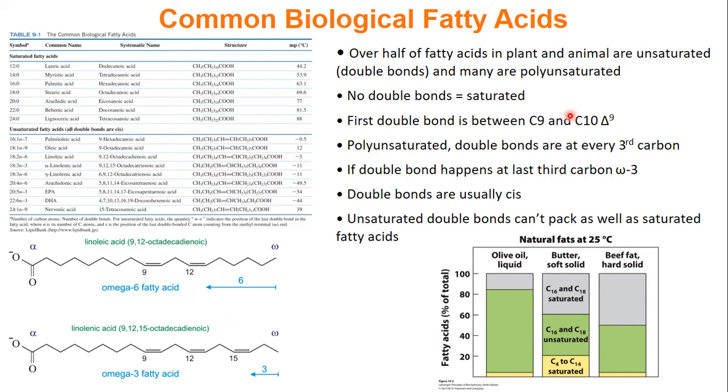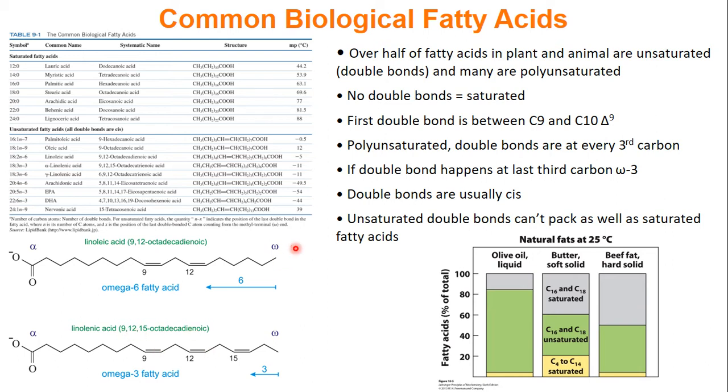And the way that you talk about double bonds inside of a fat is that you call it delta 9. So this is saying delta, double bond at carbon 9. And a lot of the fatty acids are actually polyunsaturated. So if you have extra double bonds, they happen at every third carbon. So here's 9, 10, 11, 12. There's your second one. Or 9, 12, 15. So you'd say delta 9, 12, or delta 9, 12, 15.